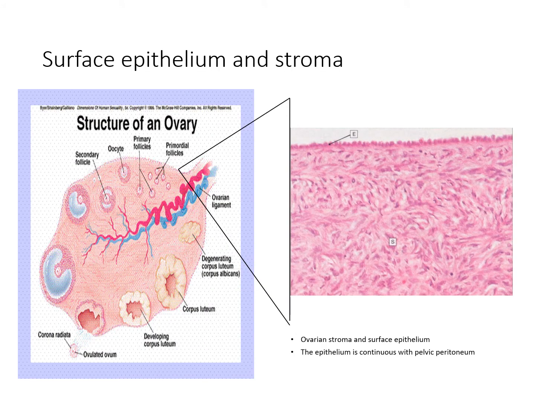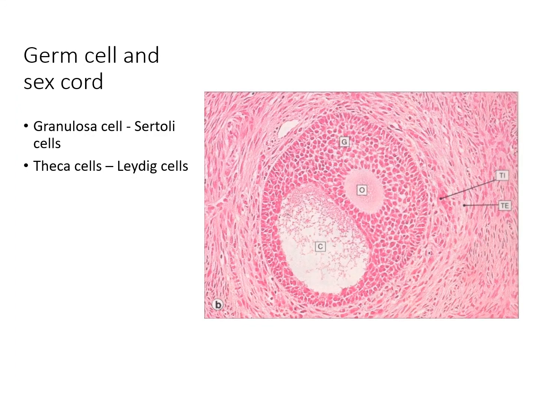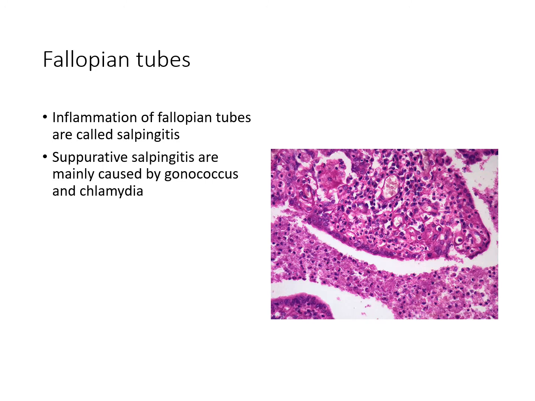Again, to recap, the main cells in the ovary are the surface epithelium, the stroma, the germ cells, and the sex cord. All these cells can give rise to tumors. Inflammation of the fallopian tubes is called salpingitis, and most of these salpingitis are caused by gonococcus and chlamydia infection.